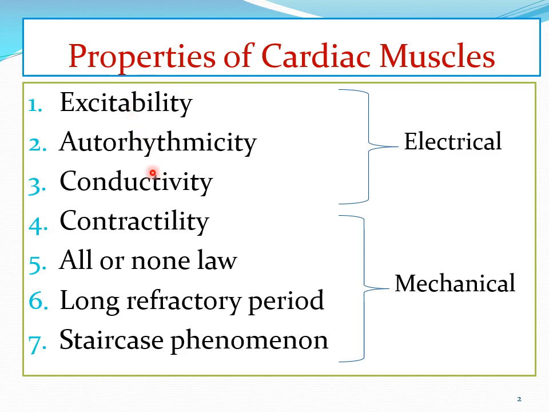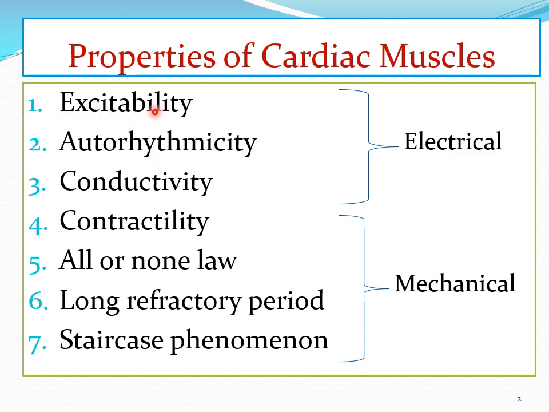Okay, here out of these 7 properties, the first 3 are electrical properties and the remaining 4 are mechanical properties. Electrical means they are concerned with the electrical activities, and mechanical means these 4 properties are concerned with the mechanical activities of the heart, that is contraction and relaxation. What are the electrical activities? Like action potential of the heart, depolarization, repolarization. Okay, so these are the electrical properties.